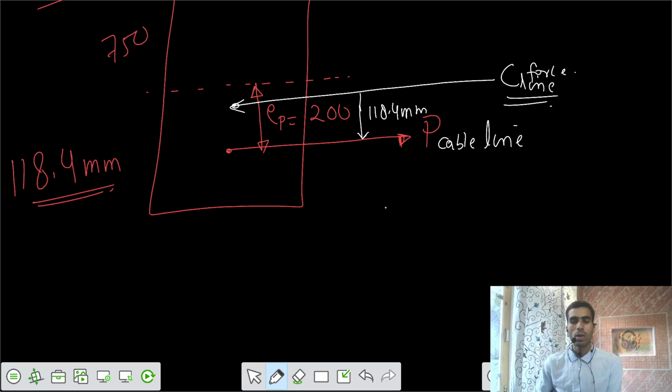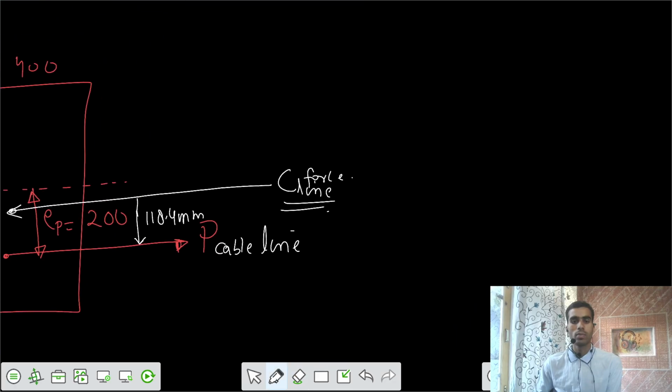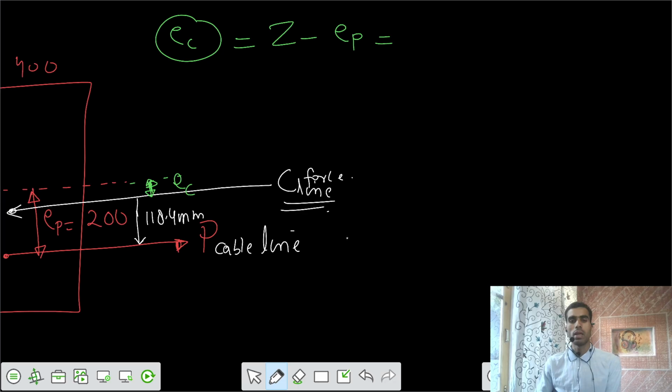This is your C force or C line. Can you tell me now what is the value of EC for this case? Is the value of EC this part? Your EC would be equal to Z minus EP. Z was 118.4 minus EP, which was 200. So we got a minus value of 81.6 millimeters. Negative means it is below the neutral axis.